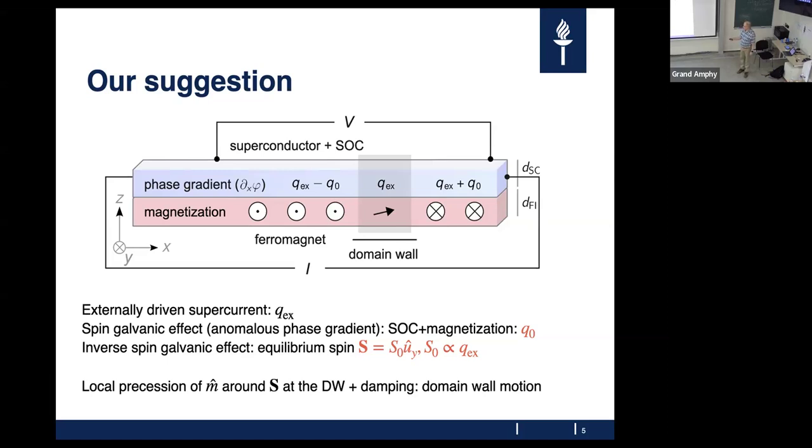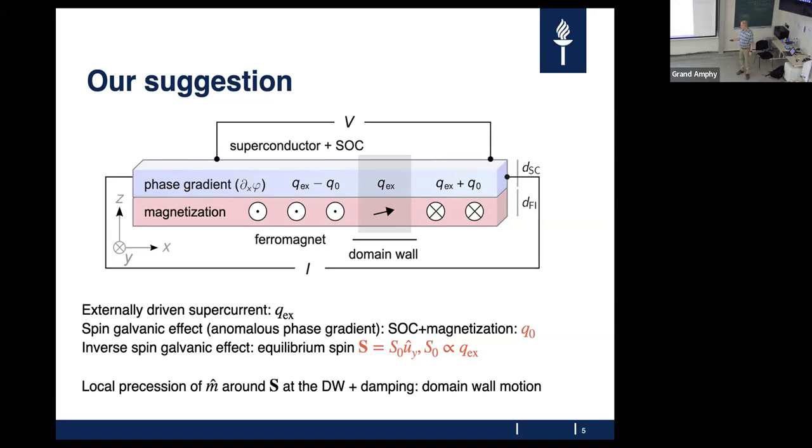Far away from the interface, the spin direction and the magnetization directions here are chosen such that the equilibrium spin will be aligned with this magnetization far away from the domain wall, but at the domain wall, it is anti-aligned with the magnetization and leads to a precession of this magnet. And this is actually the source of the domain wall force that also leads to the motion.